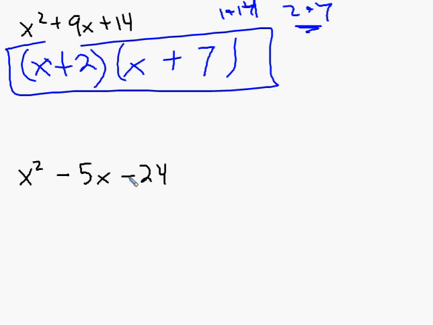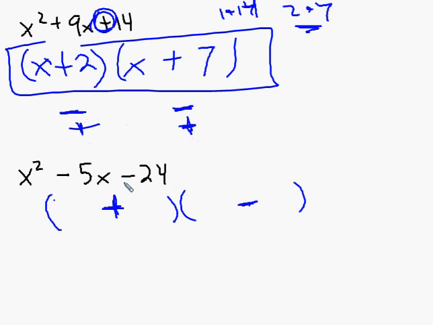Alright, so this is a negative here, so that tells me that when I get to this step, one of these is plus, and one of these is negative. When this is a plus right here, I either have a minus minus in the middle, or I have plus plus. When this is a minus, one of them's a plus and one of them's a minus.